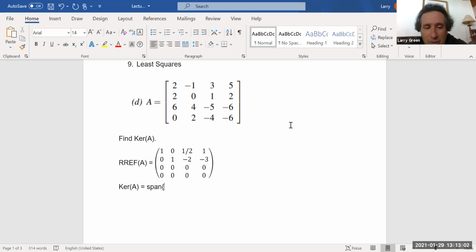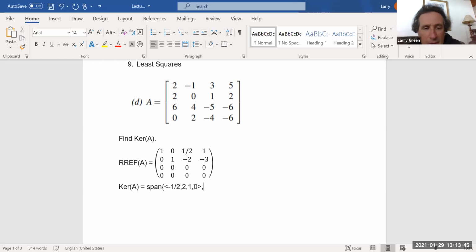If there's 2 free variables, that means that the dimension of the kernel is going to be 2. So we're going to get 2 vectors out of this. And the way you do it is you let the first free variable be 1 and the second free variable be 0. And when we do that, we get the vector: negative half, comma, and then the second one will be 2, comma 1 comma 0.